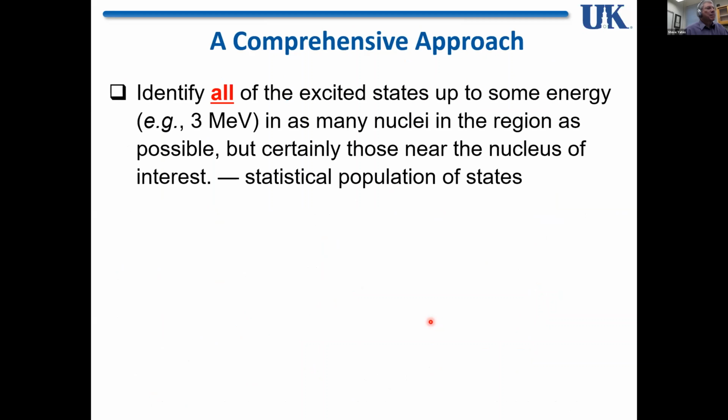And what I'm proposing, I call a comprehensive approach. Let me just describe what I mean by that. First of all, I think we'd like to identify all of the excited states up to some energy, maybe 3 MeV or so. Once we start breaking pairs, of course, things get very complicated. We'd like to do this in as many nuclei in the region as possible, but certainly those near the nucleus of interest. And we're going to assume that what we get with our inelastic neutron scattering reaction is a statistical population of states.